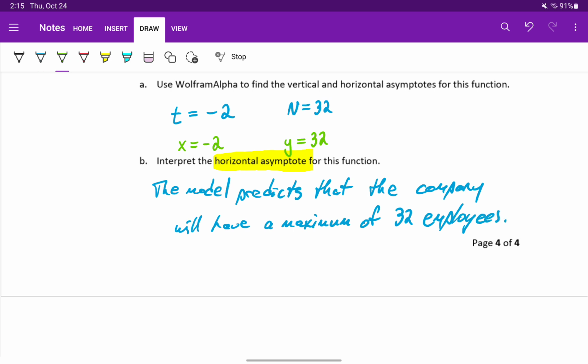Because as time goes on, because we're considering t headed to infinity, our function value n is headed to 32. So no matter how large t gets, no matter how much time passes, we're just going to be getting closer and closer to that function value of 32. So in this case, 32 employees.